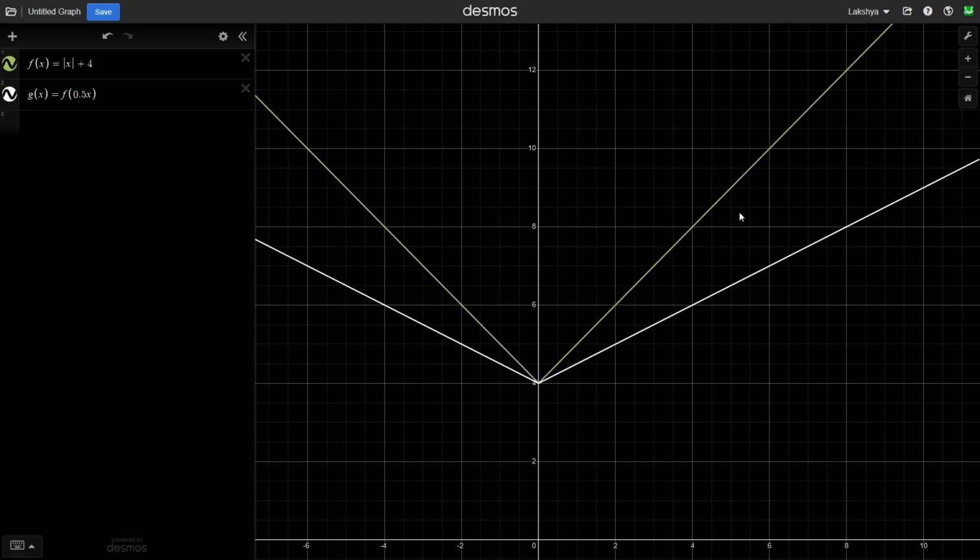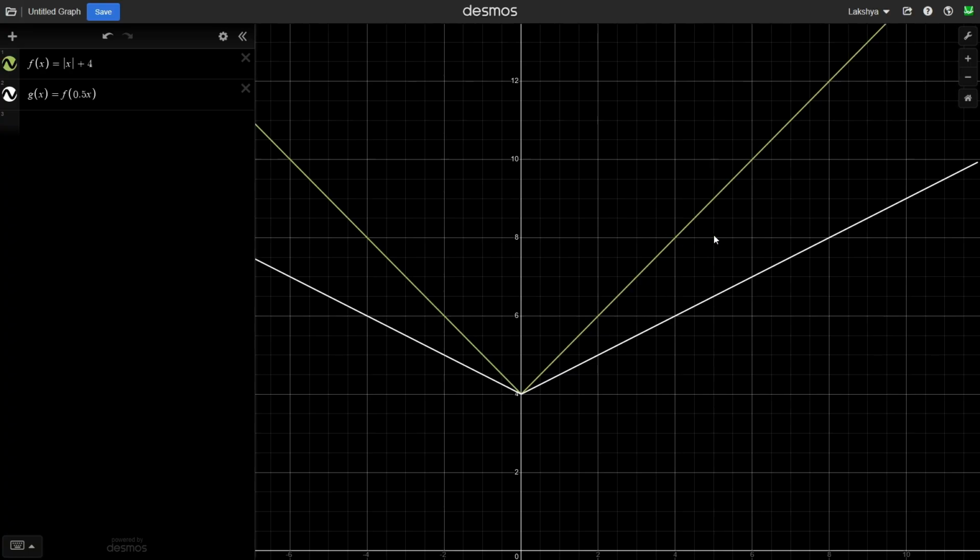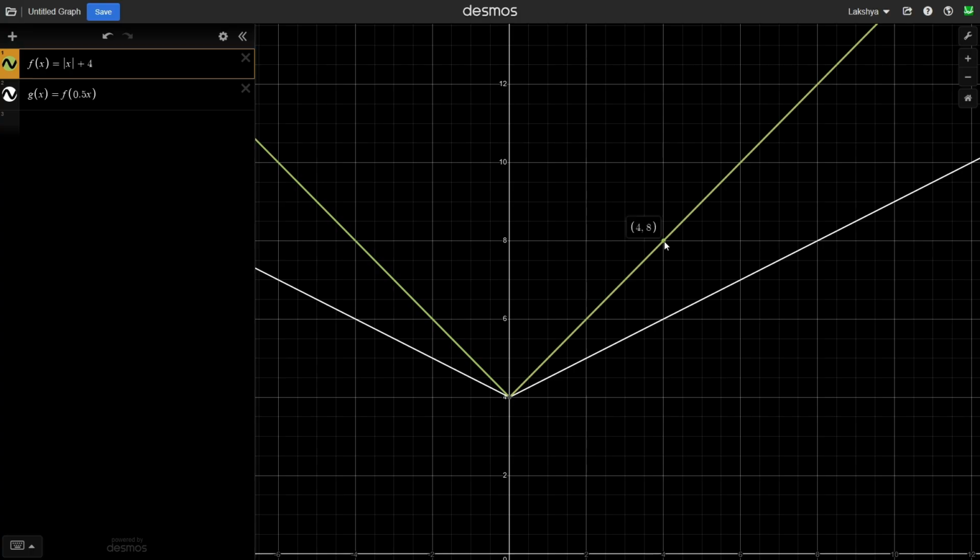And we can even analyze some more points based on this relationship. So we can say, let's see, we want to analyze the point 4, 8. So instead of being at 4, 8, we'd expect it to be at 8, 8, because all we're doing is multiplying our x value by 2 here.